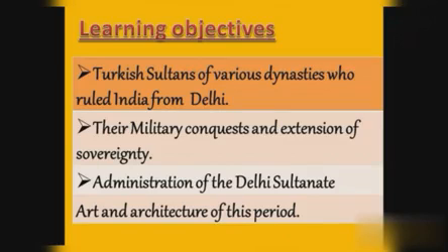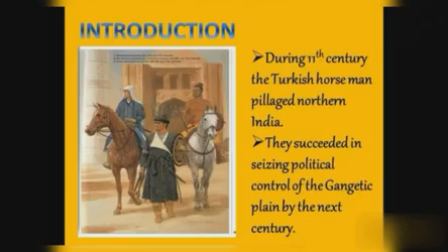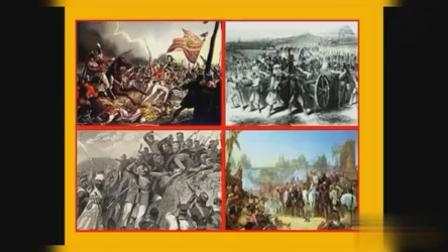During the 11th century, the Turkish horsemen pillaged northern India, and due to their persistent campaigns, they succeeded in seizing political control. The success of their conquest would be attributed to their audacity and ferocity. Success is really due to the failure of Indians to defend themselves and their territories.